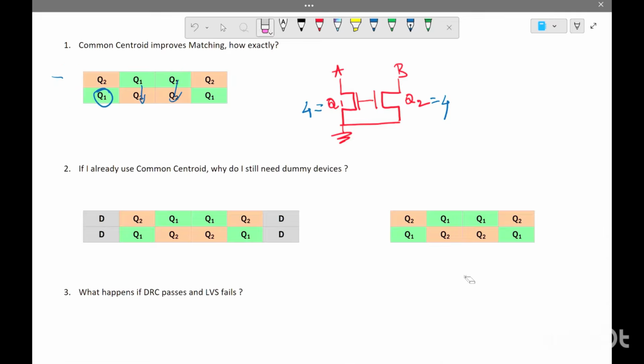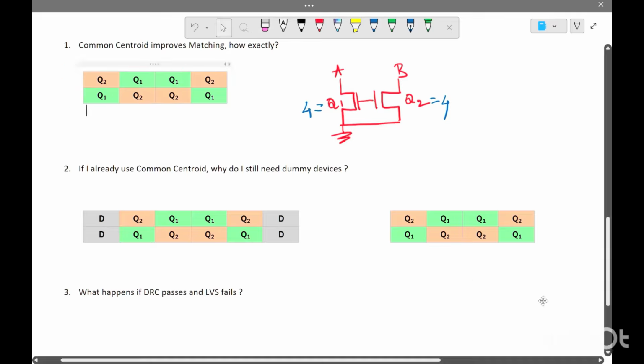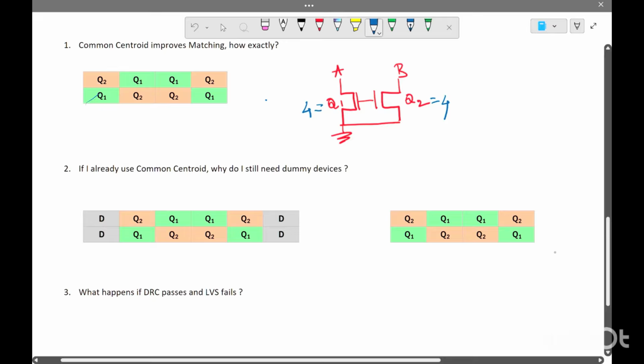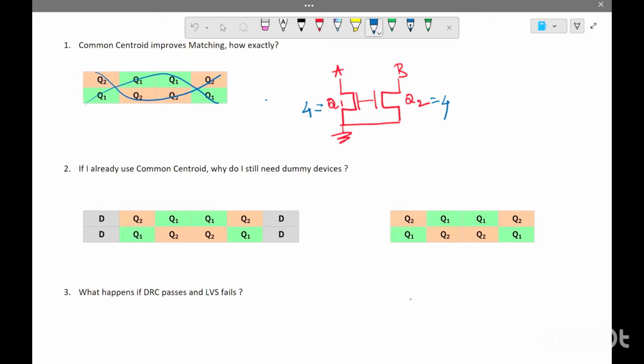So this actually faces the same variation. If there is any variation on Q2, the same variation will get applied to Q1 as well. Hence, all four MOSFETs of Q1 will exactly match all four MOSFETs of Q2. Hence, the common centroid will have perfect matching in the layout.